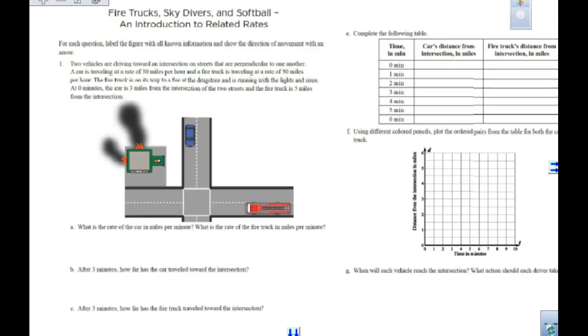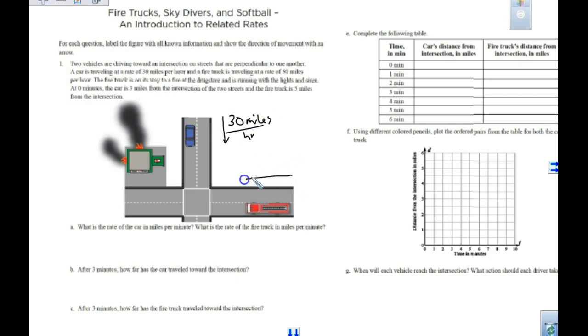We should have filled this in yesterday, right? We had this filled in, that we were looking at 30 miles an hour. If you don't have yours filled in, make sure. We're going to go back and fill this page in first. 30 miles per hour, right? You should have had that filled in.